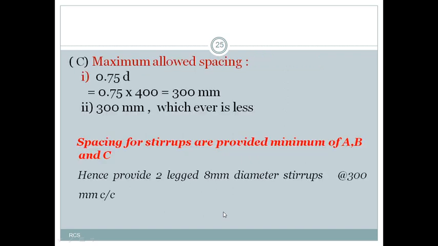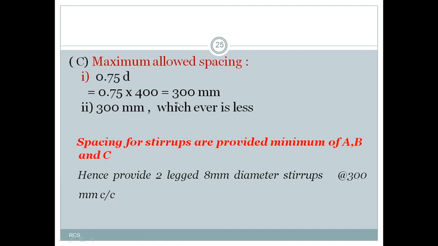The next is maximum allowed spacing. Here we have two sub criteria, that is 0.75D and 300 mm, and the minimum of these values will be considered as the maximum allowed spacing. So for this we have to calculate 0.75D. 0.75 into D, where D is 400, gives 300 mm. So 300 and 300 is 300 mm.